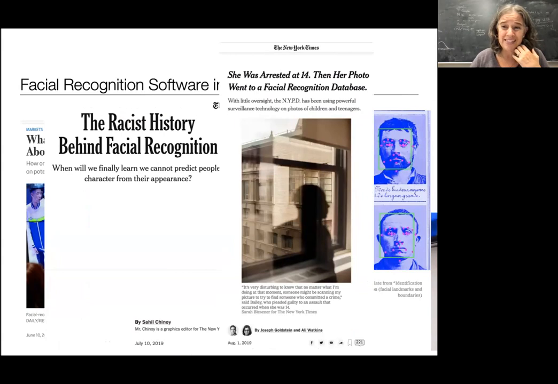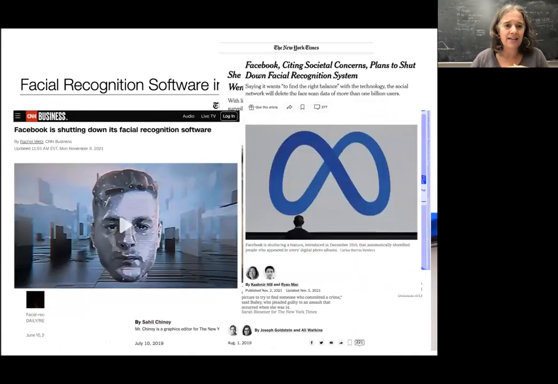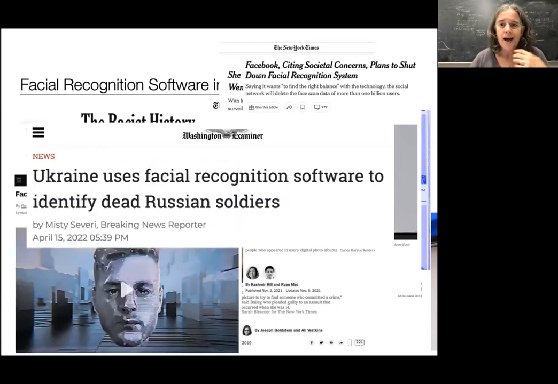So somebody who was arrested at 14, then all of a sudden her photo is in a database. And, more recently, these two articles, this is just under a year ago, November 8th, 2021. And then this one, November 5th, 2021, that Facebook is shutting down its facial recognition software, citing these concerns. A lot of the concerns have to do with policing. I think I have one more.